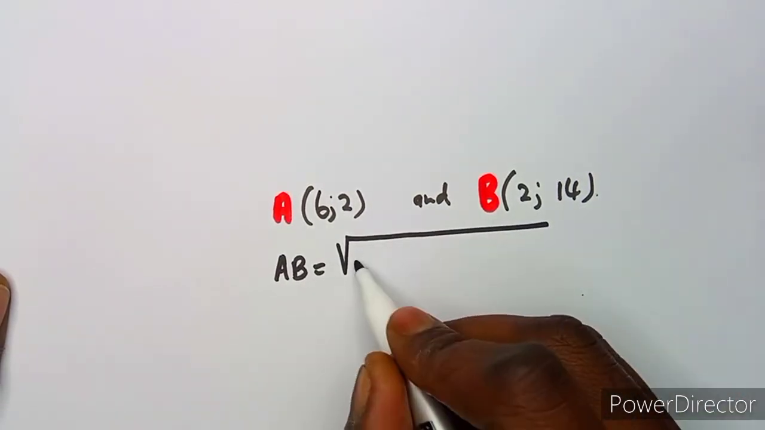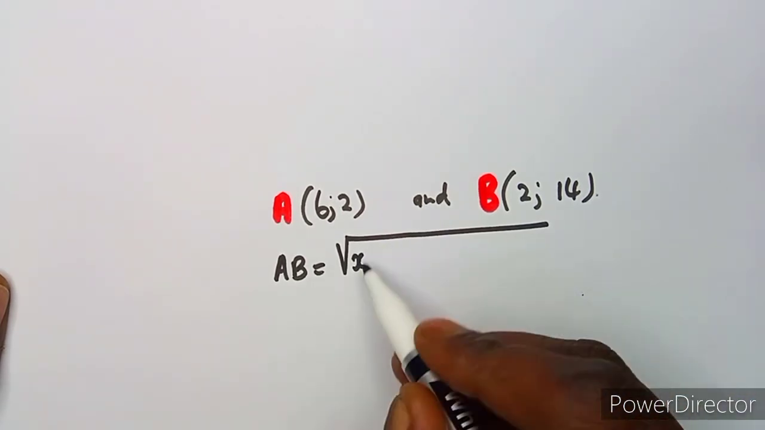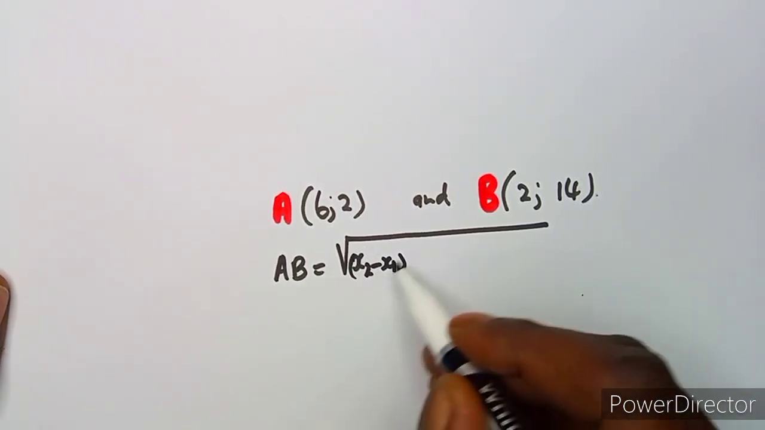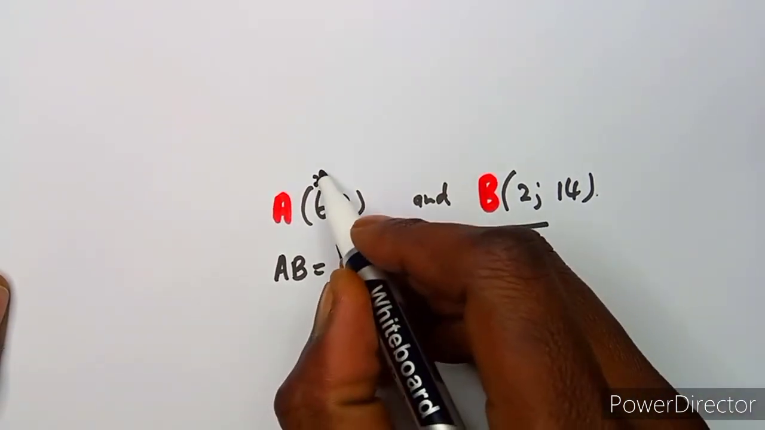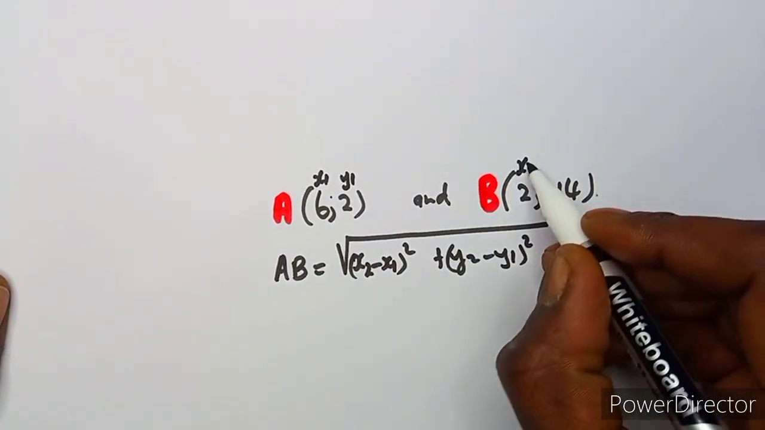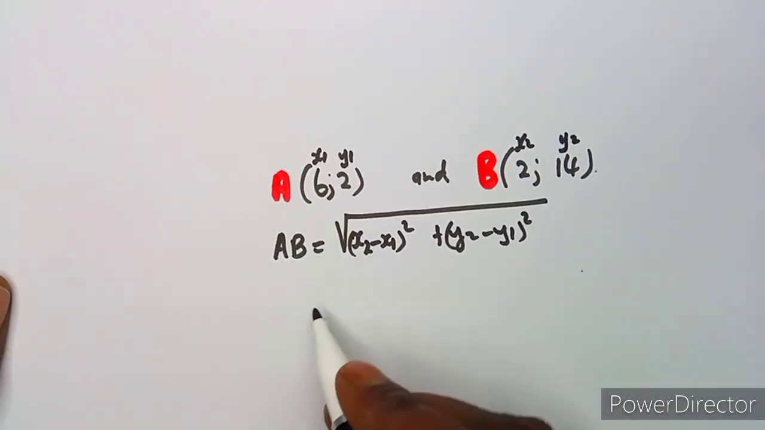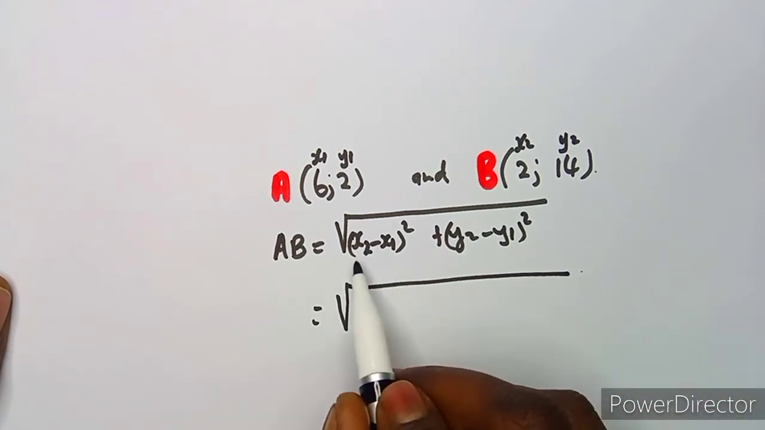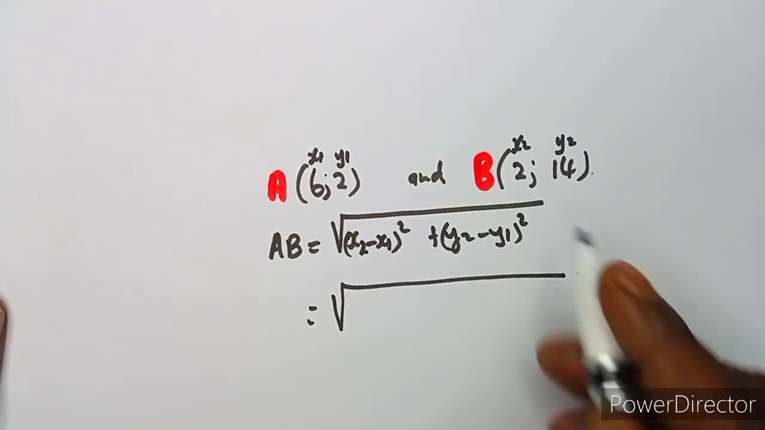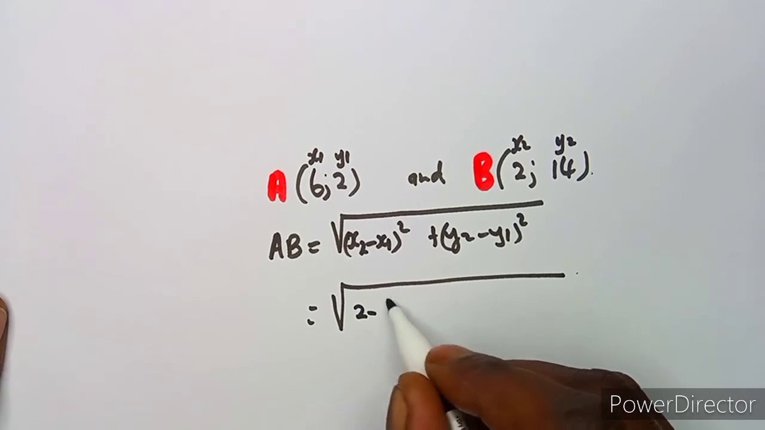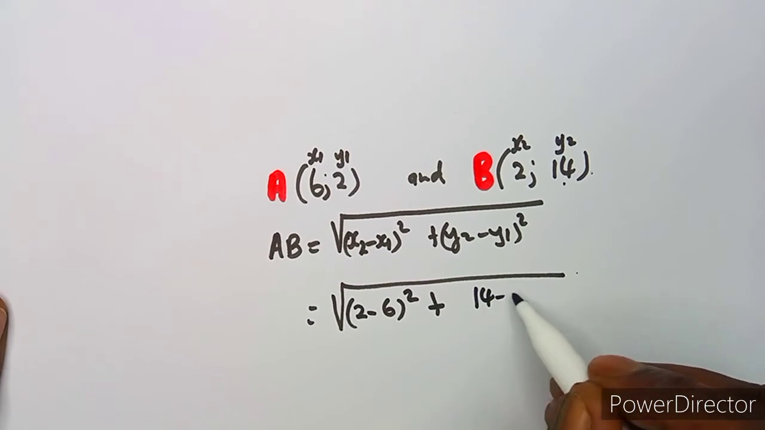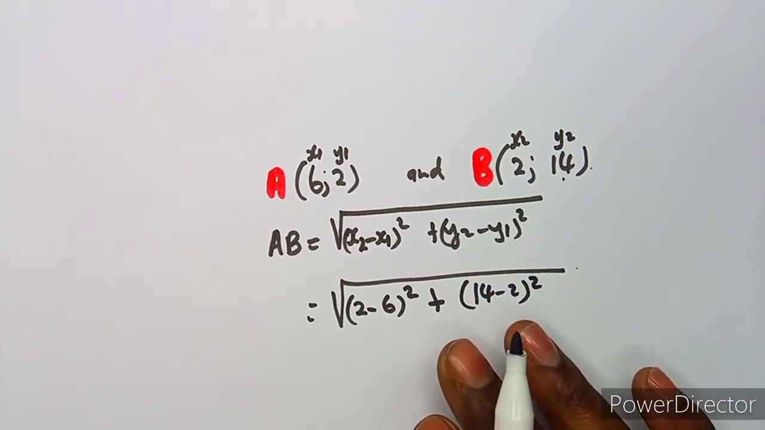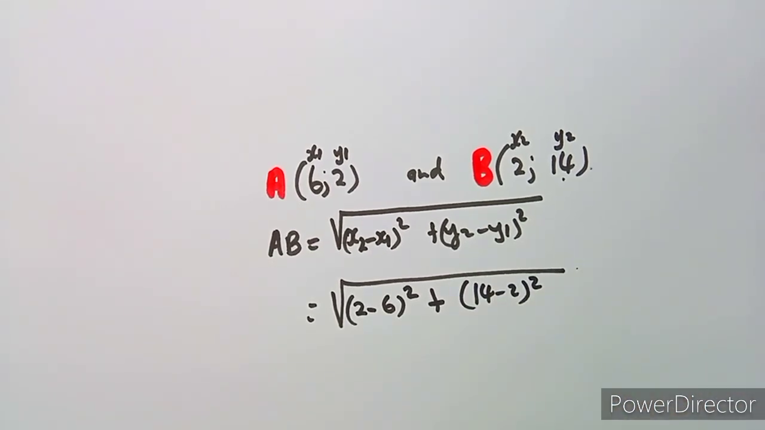That's the square root of, like I said, you can take whatever format, x2 minus x1 squared plus y2 minus y1 squared. So that's your x1, your y1, your x2, your y2 in this case. So even here you can write as x1 minus, it's still one and the same thing. So it's 2 minus 6 squared, plus 14 minus 2 squared. So that is the concept, guys. By doing this, we are going to obtain the exact value.